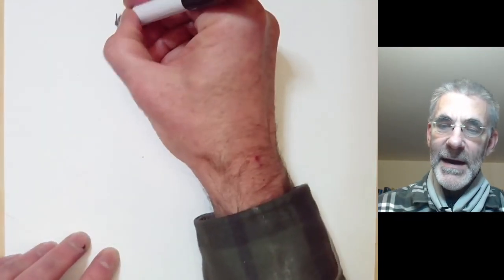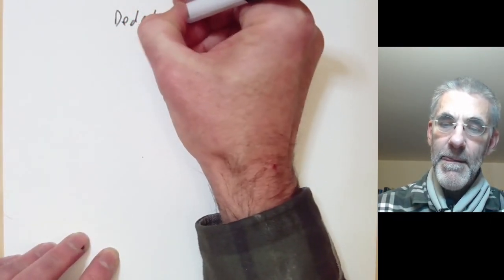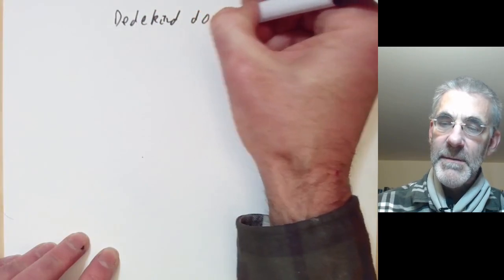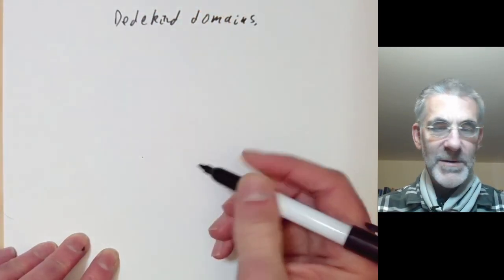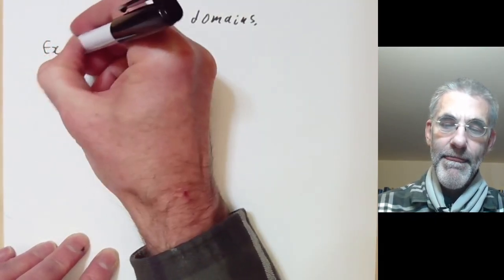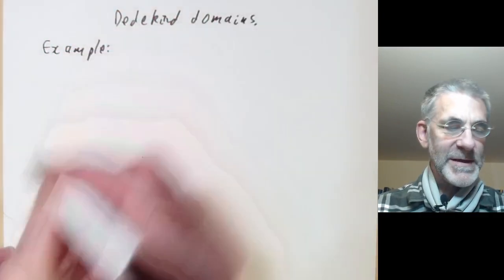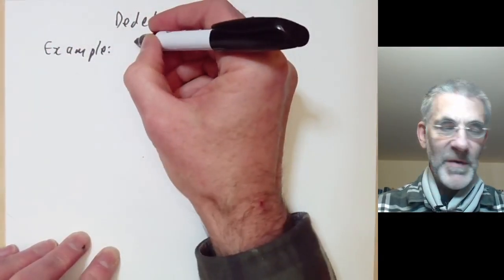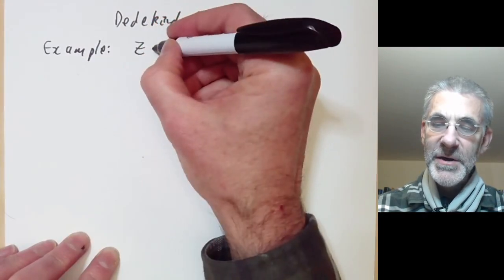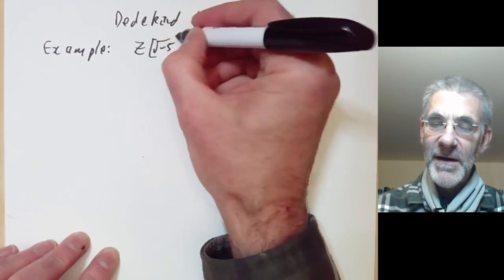So this lecture is part of an online graduate course on commutative algebra and will be about Dedekind domains. So I will start with an example. The standard example of something that is not a unique factorization domain is Z[√-5].